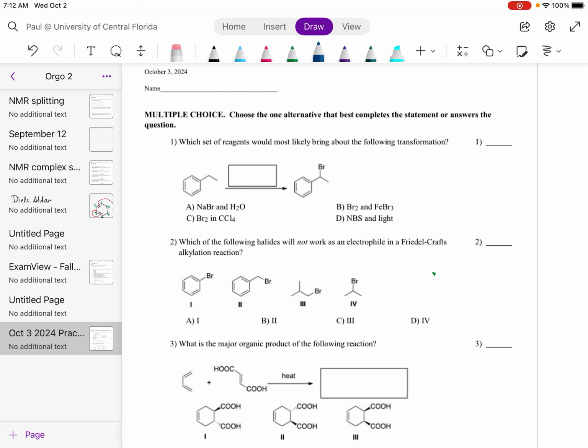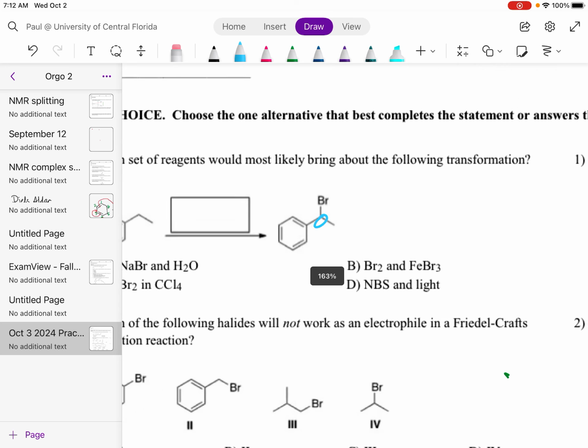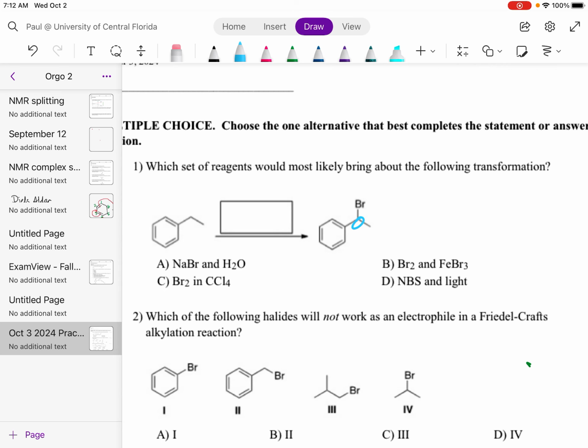Problem one. What you notice in this question is, where's the bromine getting added? It's getting added to the benzylic carbon. And so as you study reactions with benzylic carbons, you will see that answer D is going to give us that product there. Okay.